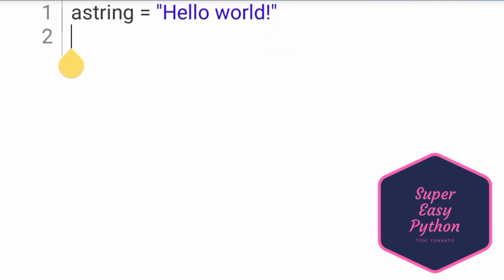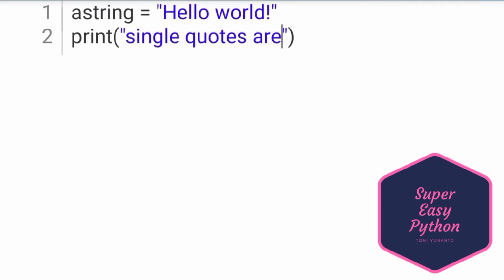And then I will give you an example like this. A string, and then equals to, quotation, hello world exclamation mark, and then print, brackets, quotation single quotes are, and then I make 2 apostrophes like this. And then next print and then bracket.